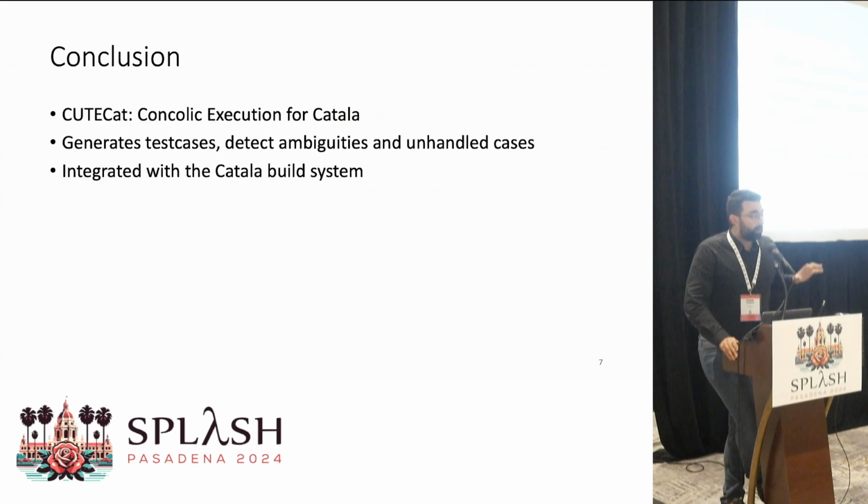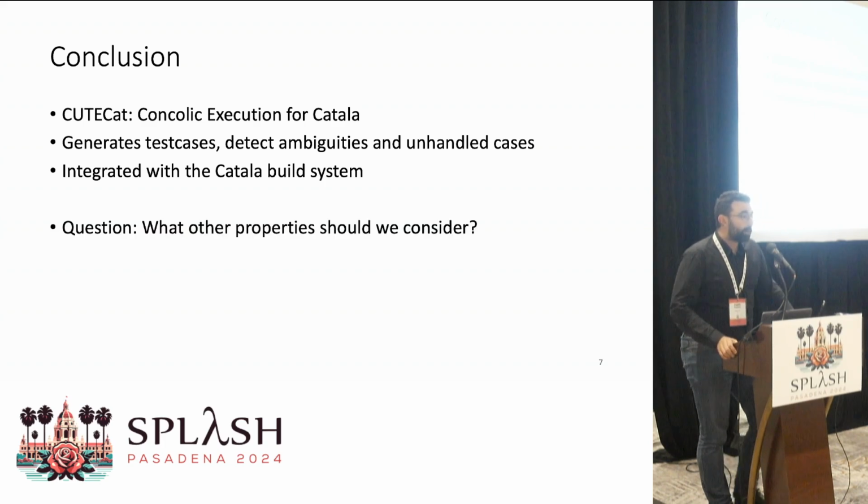To conclude, today I quickly presented a new concolic execution tool for Catala called CUTECat. The main job of CUTECat is to generate many test cases experimenting with different execution paths in Catala, and especially aiming to detect ambiguities and unhandled cases in Catala programs. This is already integrated with the Catala build system, which means if you do have a Catala program, it's super easy to just run the tool on it and try to generate test cases and find ambiguities.